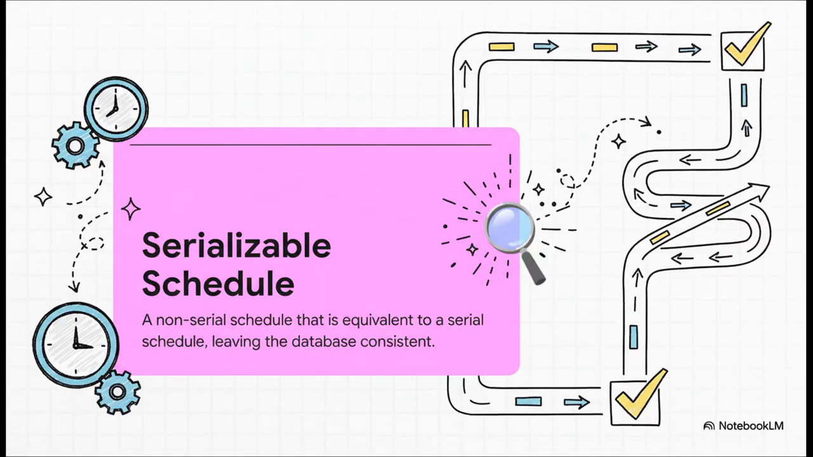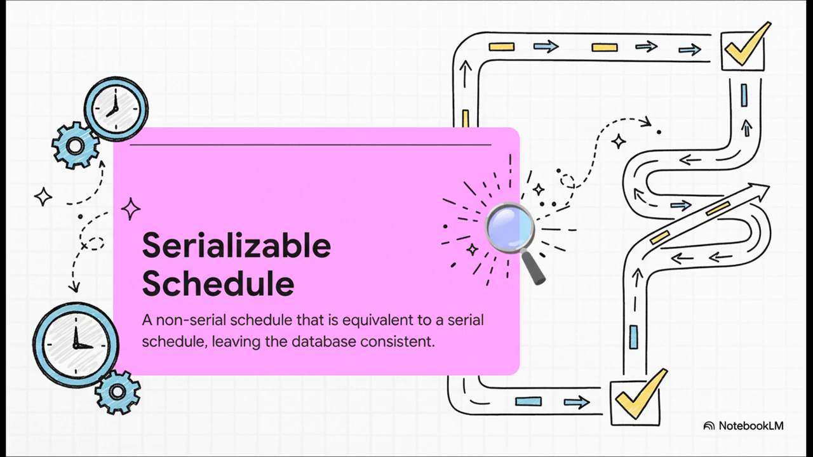And this is where the real magic comes in. A serializable schedule lets us run things all mixed up together, getting all that speed from doing things at once, but, and this is the key, it guarantees that the final result is exactly the same as if we had run them one by one. So we get the performance of running things in parallel with the total safety of running them in a line.